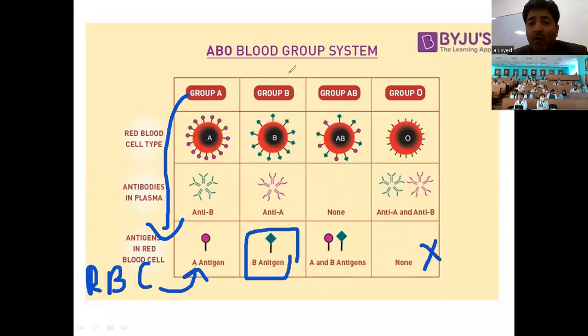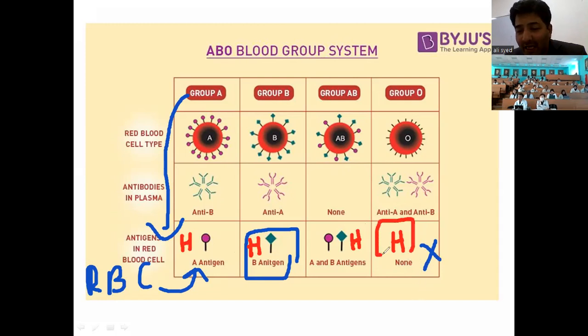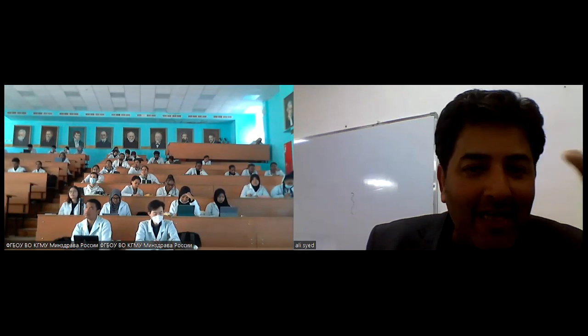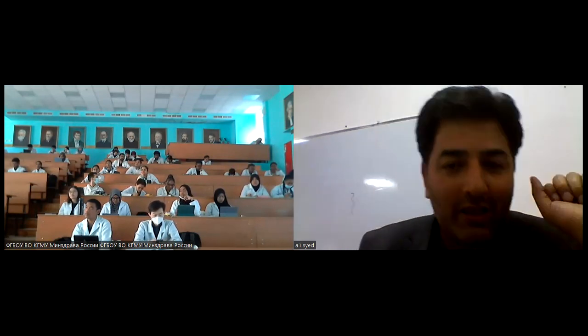But please remember one important MCQ: in all these blood groups, H antigen is present. H antigen is present here, here, here, and also in blood group A. So if you are writing about blood group O, you cannot write that no antigen is present. H antigen is present. From H antigen, there is further formation of A antigen, B antigen, and AB antigens. Clear? So H antigen will be present in blood group O also.